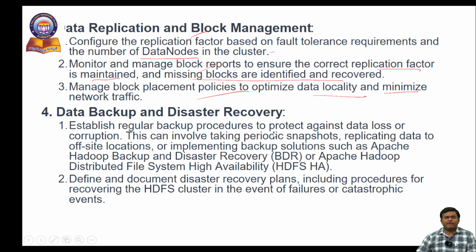Data backup and disaster recovery. Establish regular backup procedures to protect against data loss or corruption. This can involve taking periodic snapshots, replicating data to offsite locations, or implementing backup solutions such as Apache Hadoop Backup and Disaster Recovery. This is BDR, the Backup and Disaster Recovery tool, or Apache Hadoop Distributed File System High Availability. This is HDFS HA. So these are the two tools that help you with backup solutions in the HDFS system.